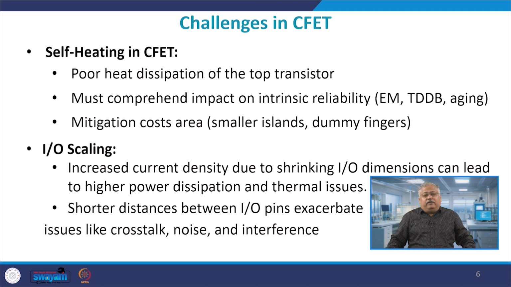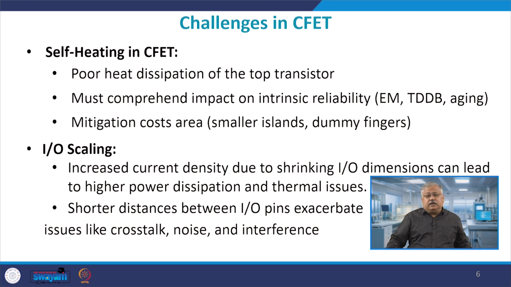Last point in this slide is IO scaling. And what is the meaning of IO scaling is that when you scale down the dimensions of the device and the active area of the device, the IO also starts to shrink, right. The input output also shrinks down, and as it shrinks down, the power density actually increases, and therefore the thermal issues become much more prevalent, right. Moreover, there is a shorter distance between the IO pins, because everything is scaled down.